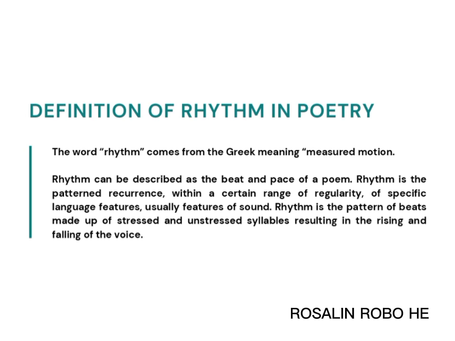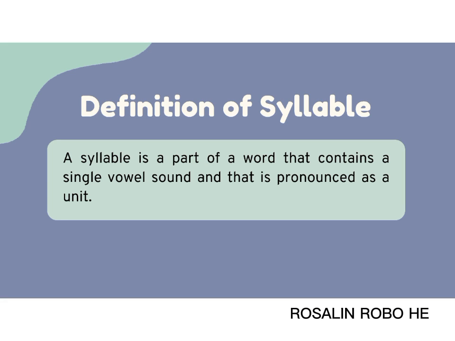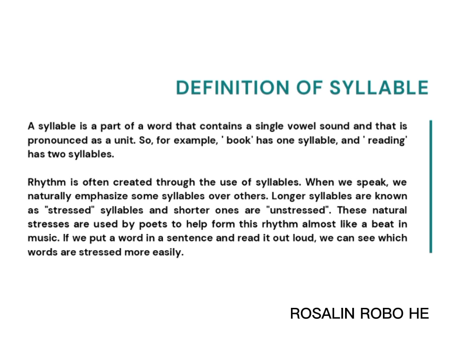Rhythm can help to strengthen the meaning of words and ideas in a poem. Definition of syllable. A syllable is a part of a word that contains a single vowel sound and that is pronounced as a unit. So, for example, book has one syllable and reading has two syllables.